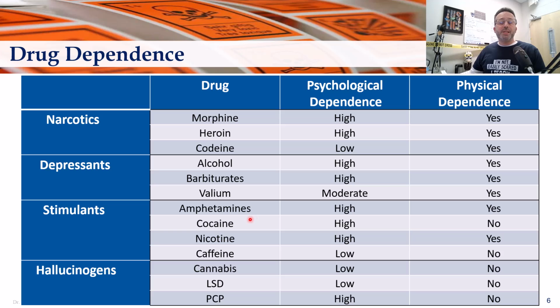Drugs of abuse can be classified into four main categories: narcotics, depressants, stimulants, and hallucinogens. In each of these categories, we can find drugs that are known to trigger significant psychological dependency and some also physical dependency. The common denominator that characterizes all types of repeated drug use is the creation of psychological dependence for continued use of the drug.